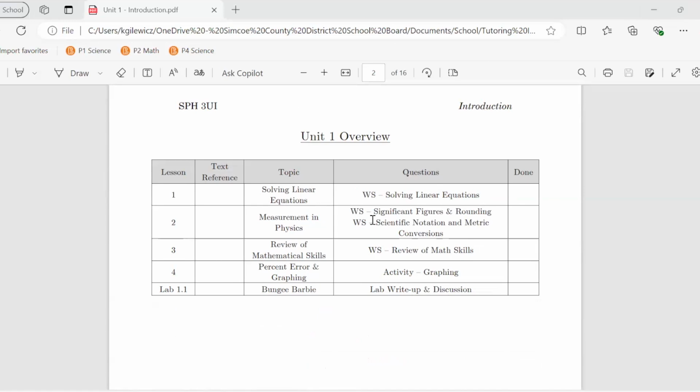But we'll cover solving linear equations, significant figures or significant digits in rounding, scientific notation, and metric conversions. Caden, I know that you're in Miami, but we use the metric system here in Canada, and so most of the stuff we'll be doing is going to be in the metric system, which is not that crazy.